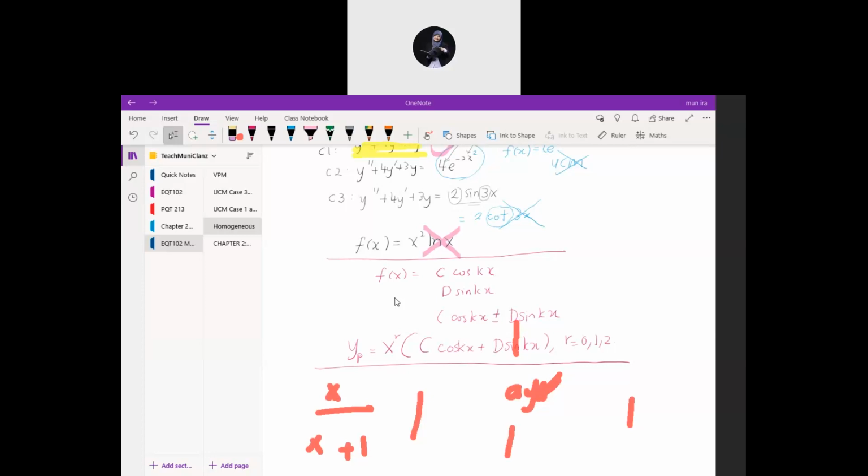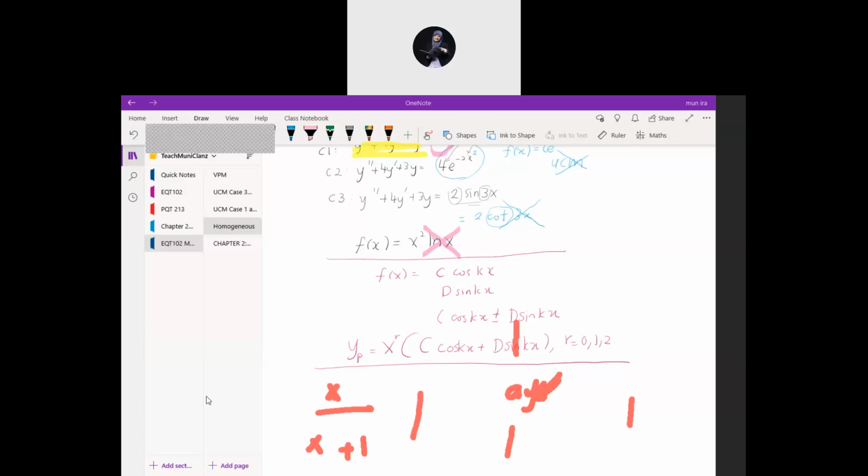You cannot solve by using UCM if you have polynomial of degree n where n is less than 0. It's not valid, and UCM fails in that question. But you can solve the question by using VPM only. Itu je. Okay? Saleh? Okay.